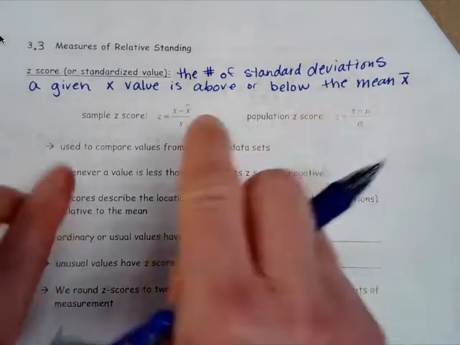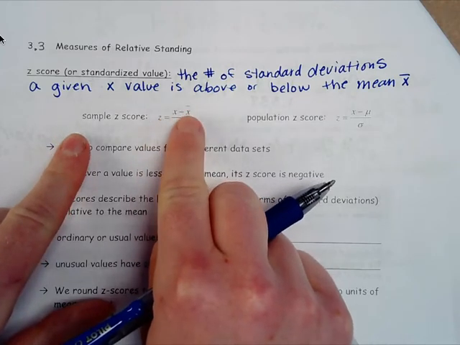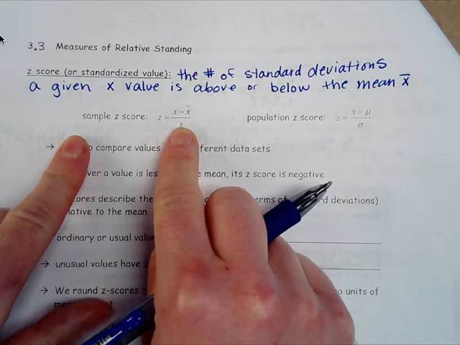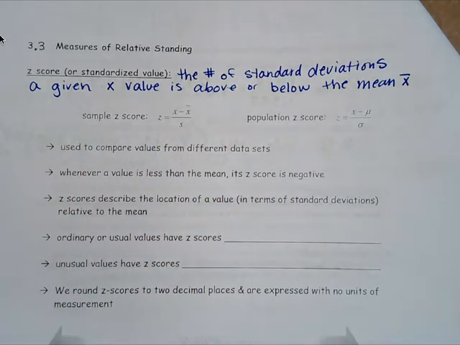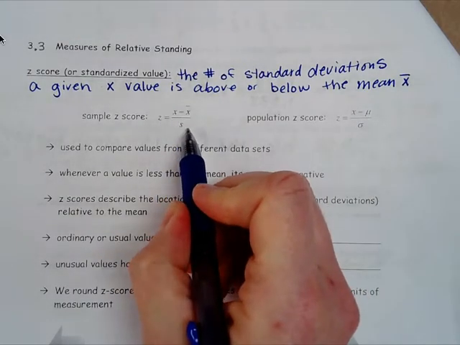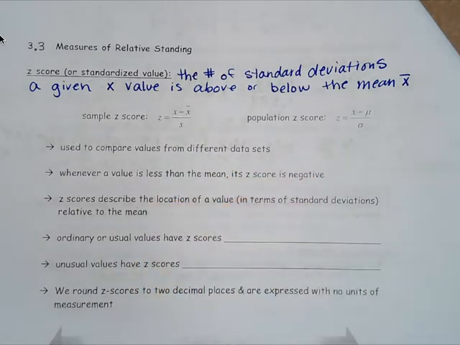The way that you find it, this is our formula: your data value minus your mean, divided by standard deviation. Remember, standard deviation is how far above or below a value is from your mean. So you're comparing it to your mean. So x minus x bar, divided by your standard deviation. This gets you how many standard deviations that value is either above or below the mean.